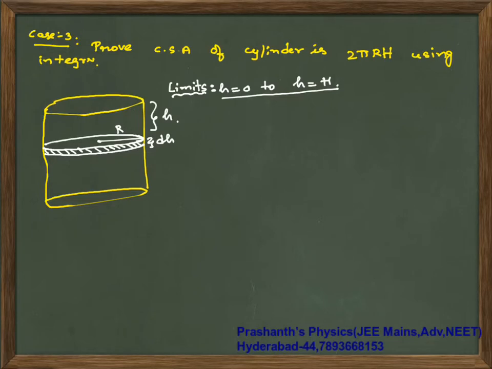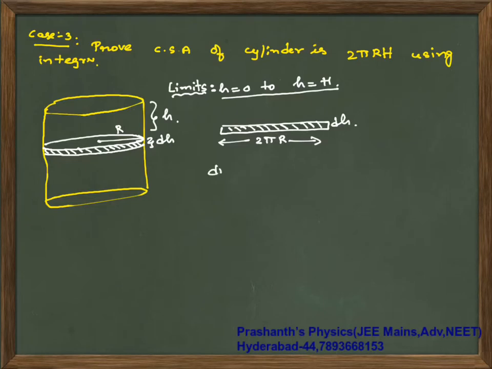But you keep solving, and you will be able to identify it; there is no need to worry about how it came. Now if you cut this patch and stretch it, the length of this patch is 2 pi r and the width is dh.